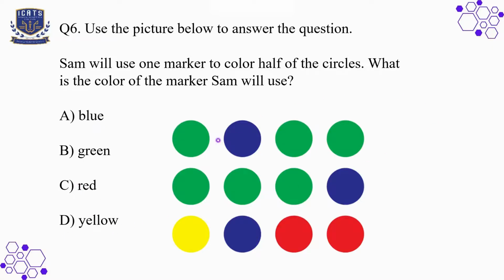So here, first of all, let's count the circles. 1, 2, 3, 4, 5, 6, 7, 8, 9, 10, 11, and 12. As there are 12 circles and half of 12 is 6, we can clearly see that 6 circles are colored in green. So we can say that Sam will use option B, green color.